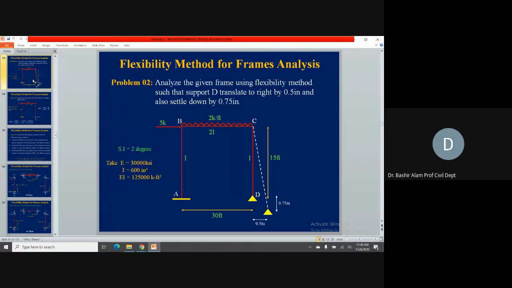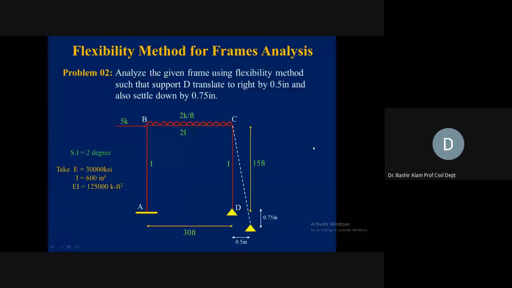Okay, this is problem 2. We just started. So we discussed the geometry. Geometry is exactly the same as we did in problem number 1. Loading is the same as we did in problem number 1. The only difference is here we are involving the support settlements, and support is D. It is translating towards the right by 0.5 inch and it is settling down by 0.75 inch.